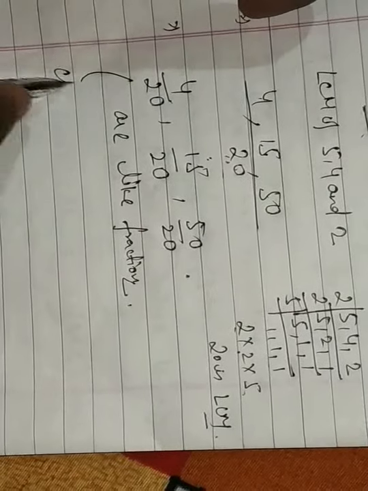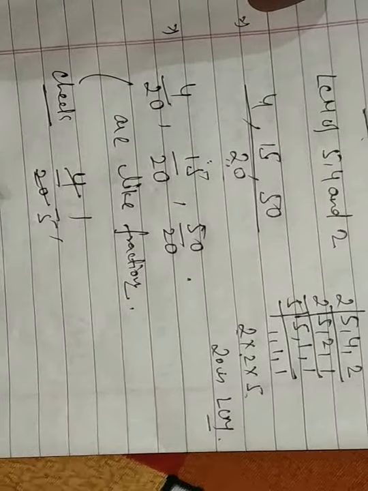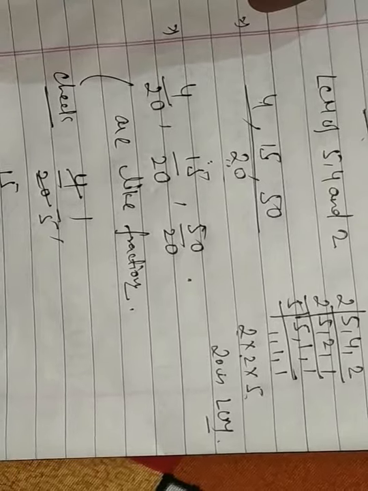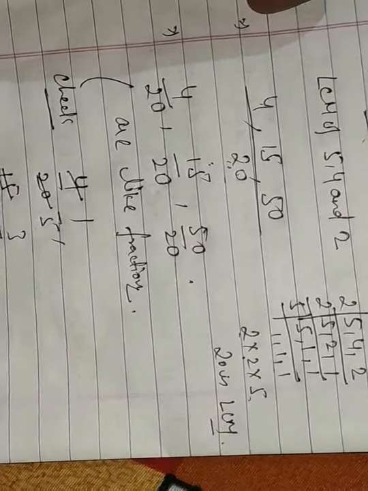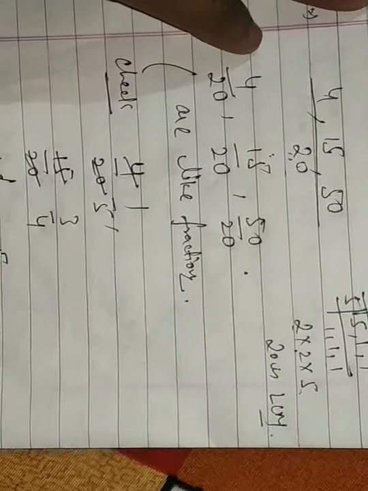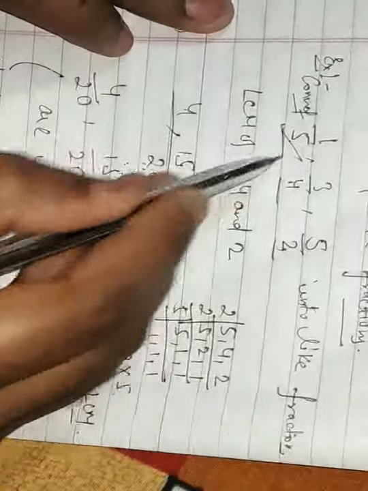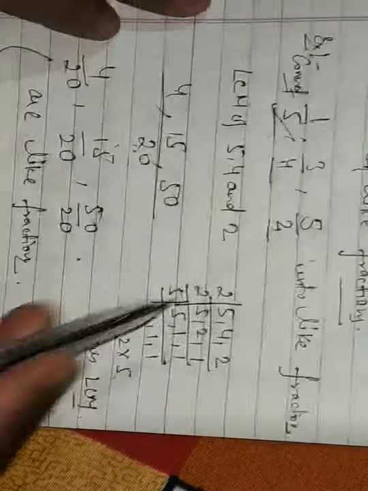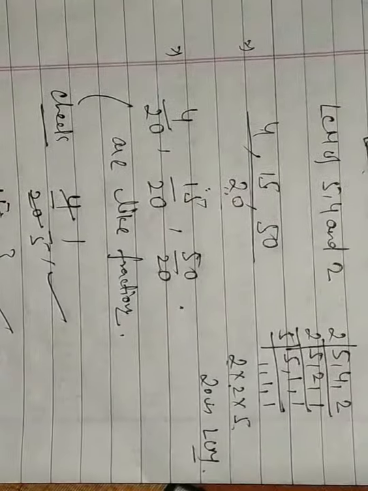We can check. 4 by 20: 4 1s are 4, 4 5s are 20, so 1 by 5. 15 by 20: 5 3s are 15, 5 4s are 20, so 3 by 4. And 50 by 20: we can cancel out 0, and we are left with 5 by 2. So this was 1 by 5, 3 by 4, 5 by 2. Thus we can simply convert any unlike fractions into like fractions. I hope it is clear to everyone.